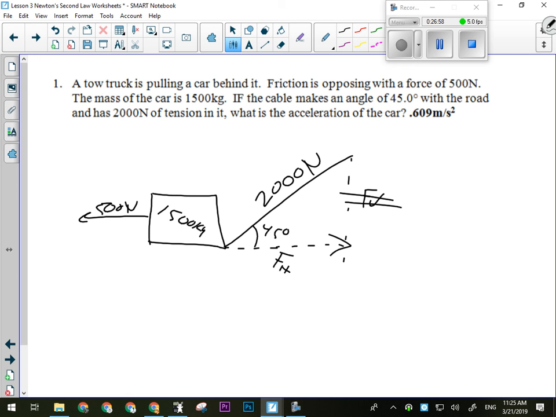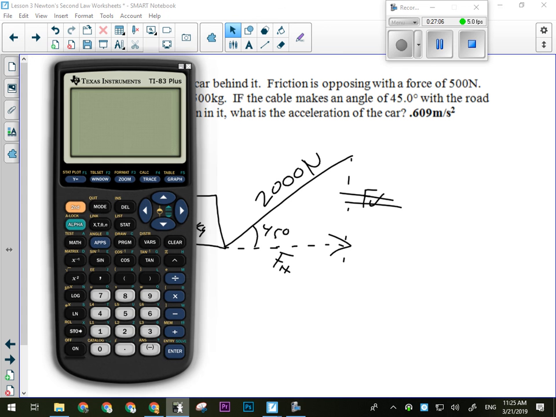So we're looking for the acceleration of the car. We have to find the horizontal component of this 2,000 newtons. So that'll mean going cos of 45 times 2,000. Now I've got my horizontal force. I can subtract friction. That'll give me my net force, which I then divide by the mass of the car. 0.609 meters per second squared.